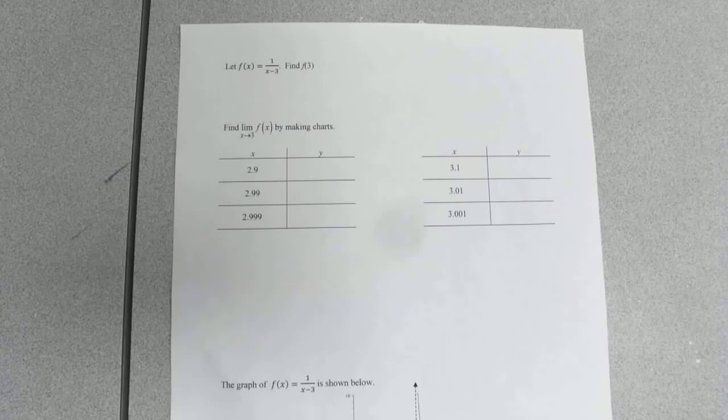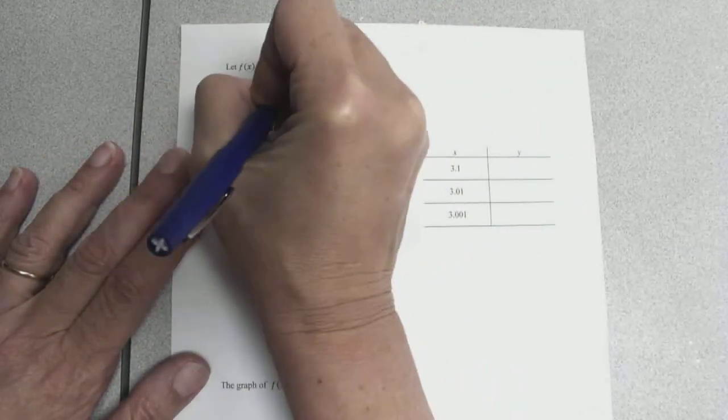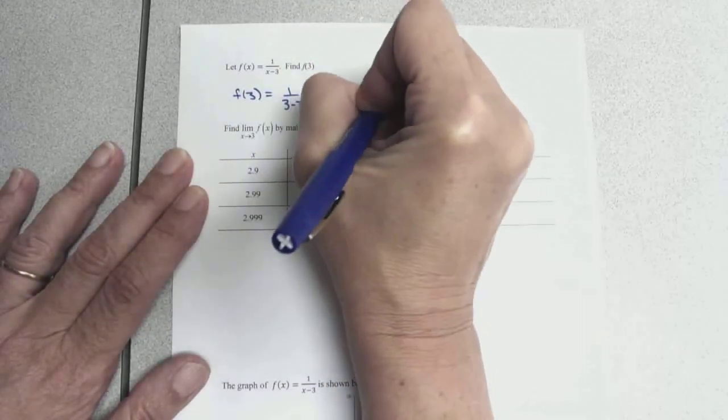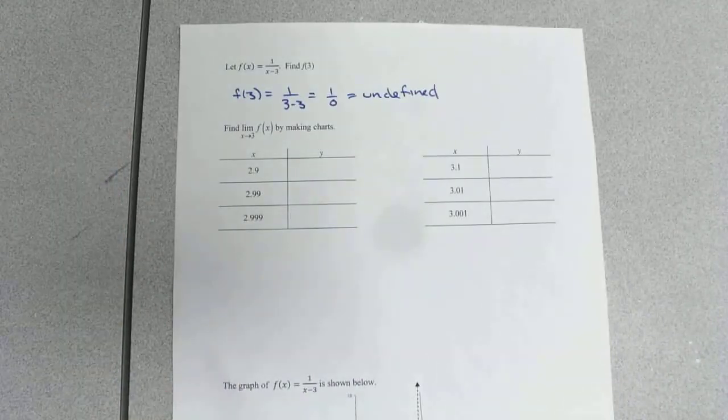So let's do the charts here. Let f of x equal 1 over x minus 3, find f of 3. So f of 3 is going to be 1 over 3 minus 3, 1 over 0, which is undefined. So the functional value at exactly x equals 3 is undefined. Now I want to investigate what's going on by looking at some charts here.